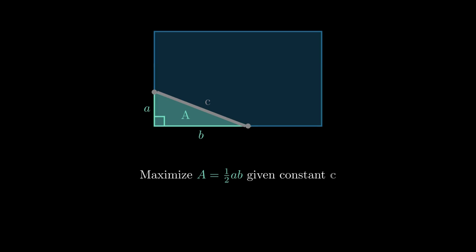So this is our 1/2 base times height. The idea is essentially that the area of a triangle is half of a parallelogram, and in particular our right triangle here is half of a rectangle.